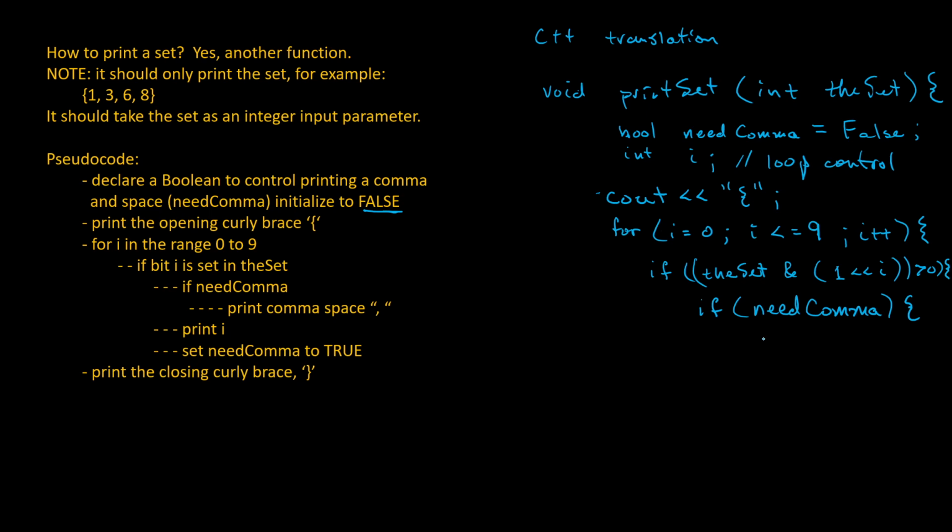So if there is a need comma, I would have a cout of comma space, and that would be the end of that if. Otherwise, I'm going to print i to cout, and then I set need comma to true. That means after the first number, I'm always setting need comma to true, but that's okay.